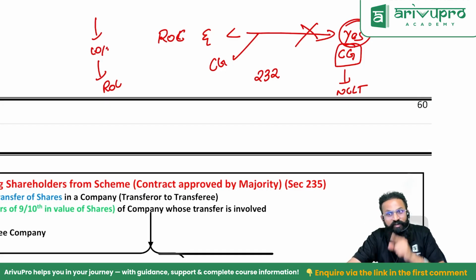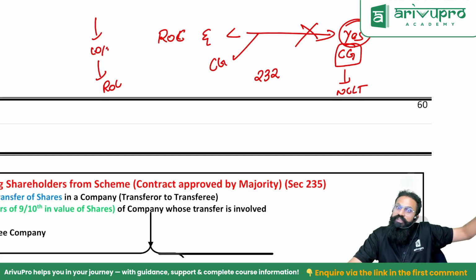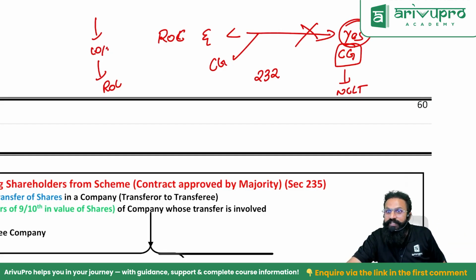Now you say, no, sir, what if I don't have 75%? My question is, what if you do not have 90%? You might have 80. You might have 78. In such cases, 232 will help you, not 233. In 232, what is the voting required? Majority in number and three-fourths in value. Here how much? 90%. That's how you need to read it.